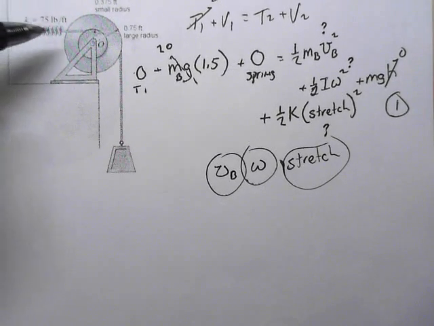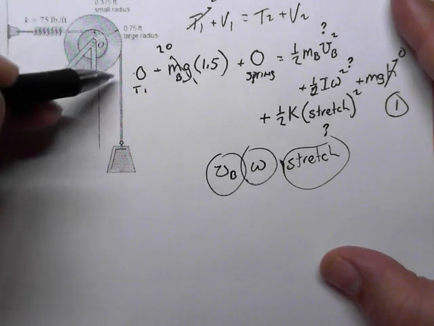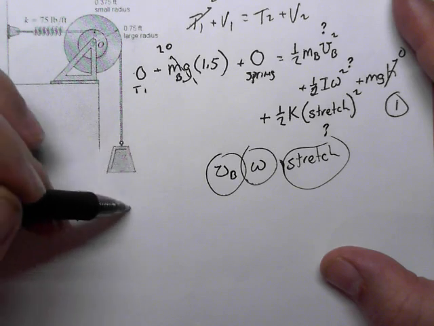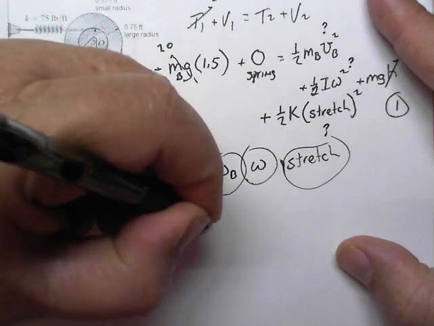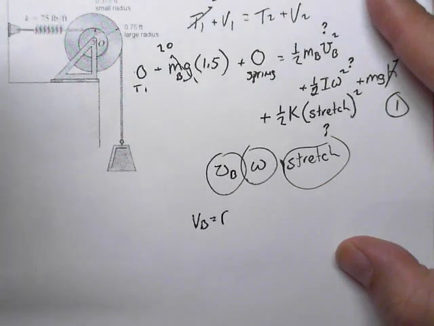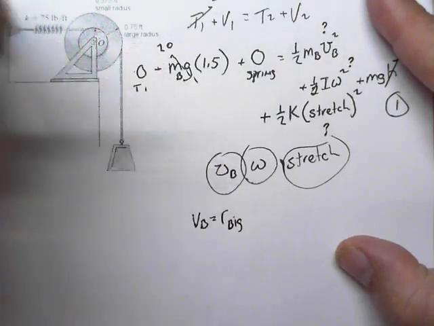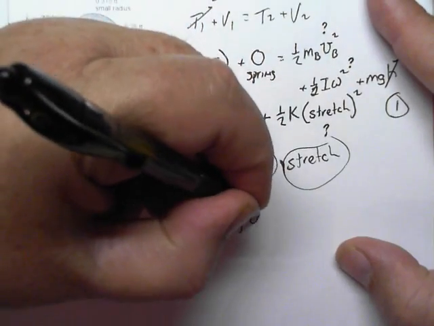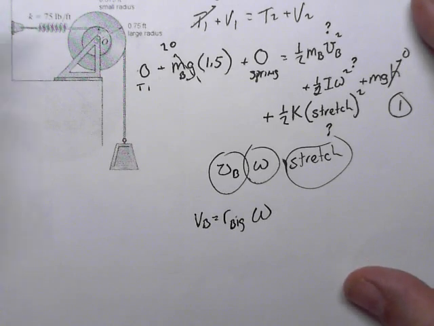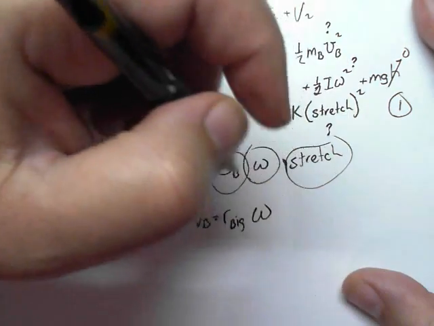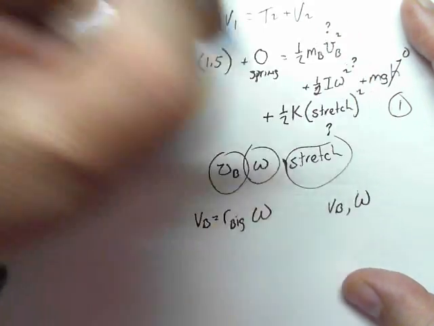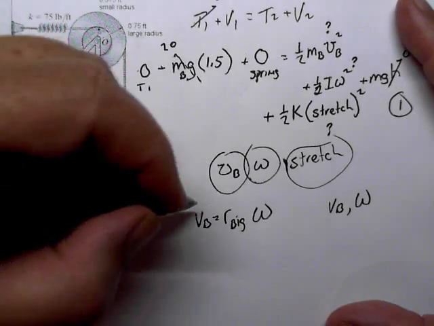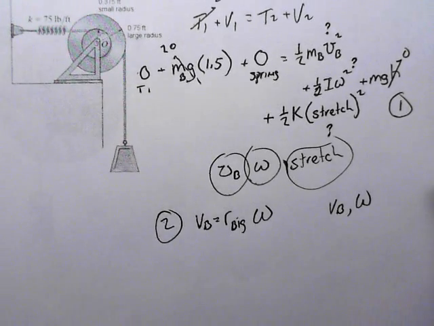All right, now we can relate the omega of the disk to the velocity of the block, and that V_B is equal to R big times the omega. This one will involve V_B and omega, but they're not showing up for the first time. This is our equation number 2.